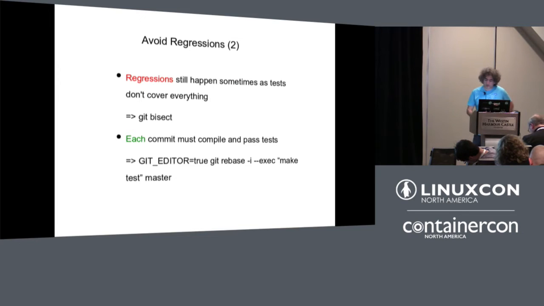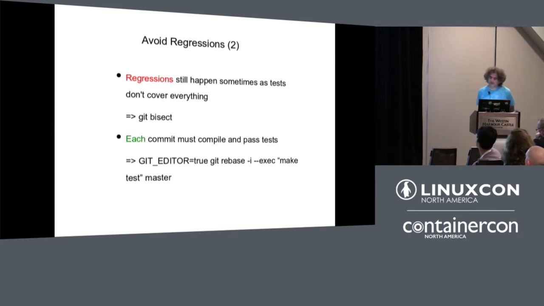So regressions still happen sometimes, because tests cannot cover everything. So for this, we use git bisect. And so I will talk about git bisect.